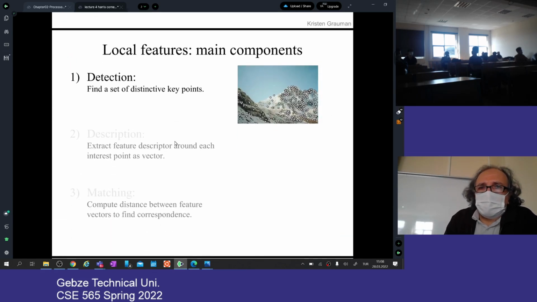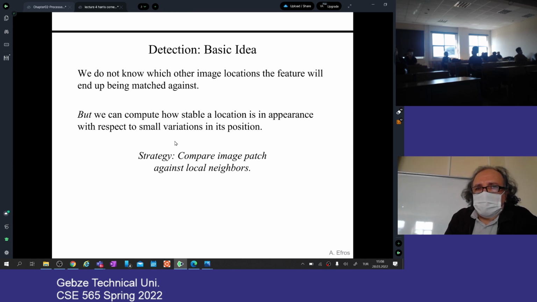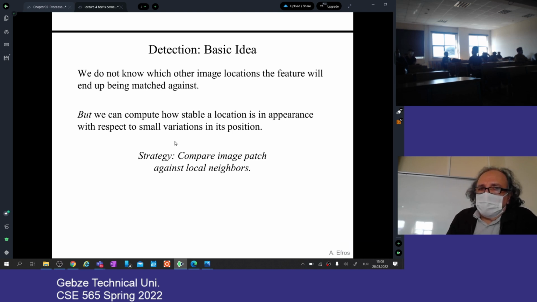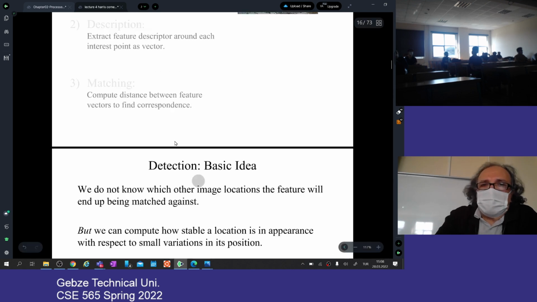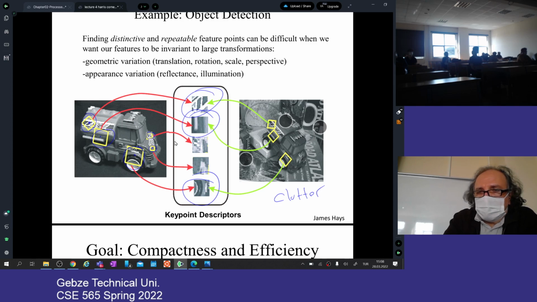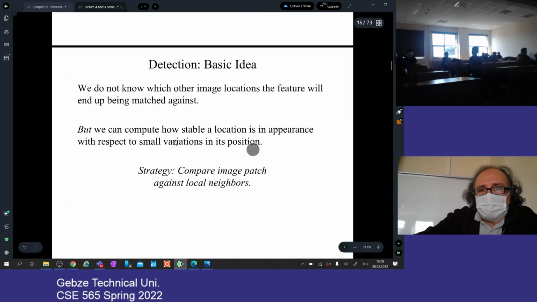Let's talk about some of these detectors. First, let's talk about detection, the basic idea. We do not know which other image locations the feature will end up being matched against. That's why, when I say detect distinctive points from this image, I didn't see the other image yet. This is all I have. I've never seen anything like that yet. I am only seeing this one. So you are going to detect your distinctive points by looking at this image only. That's the basic idea.